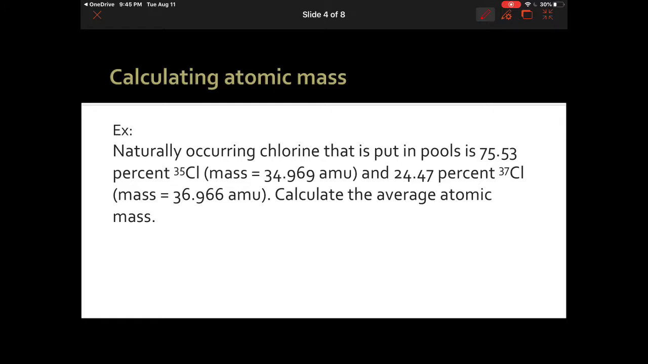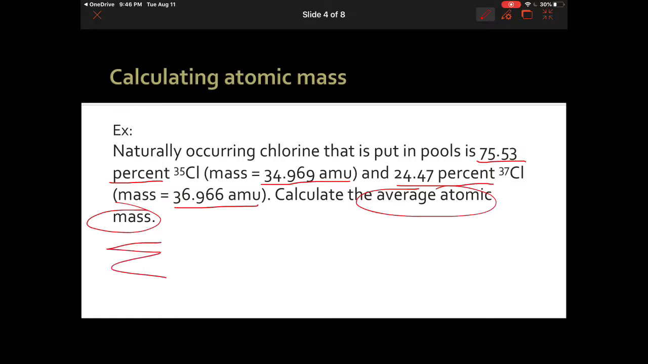So first step, always underline what we know, 75.53% with this mass and 24.47% with this mass. Circle what we are trying to find. We are trying to find the average atomic mass. Now, I know we're always trying to find that now, but that's not always how it's going to be. Remember that our formula is the sum of, or adding up all of the mass times relative abundance.